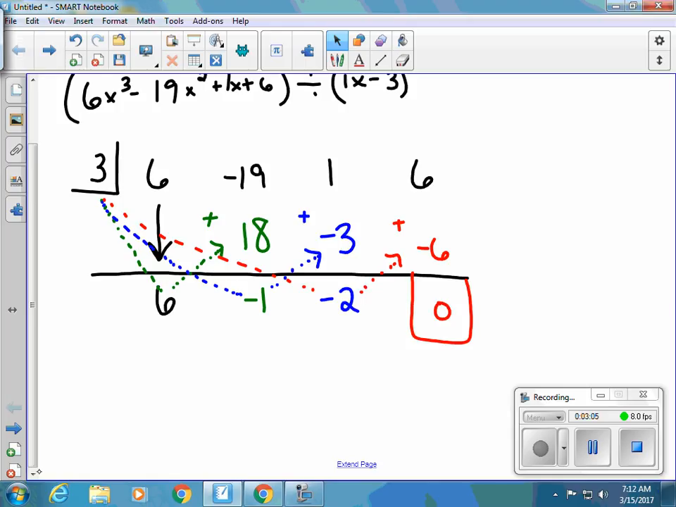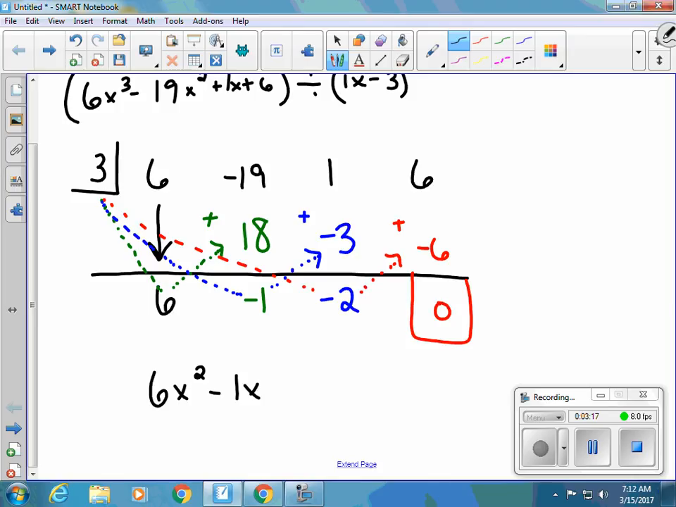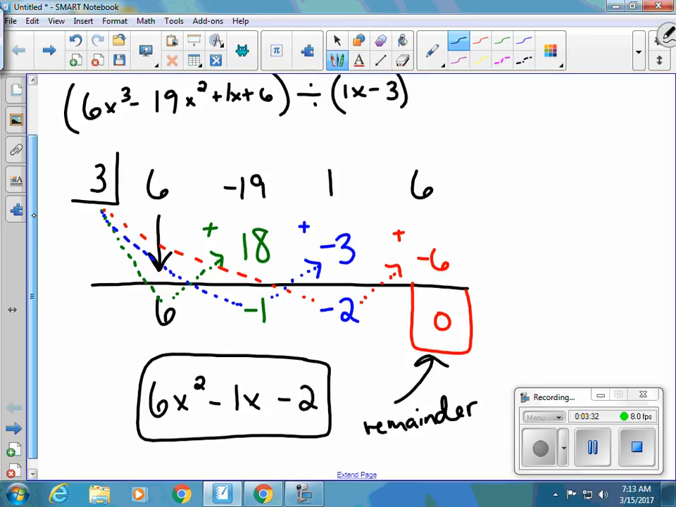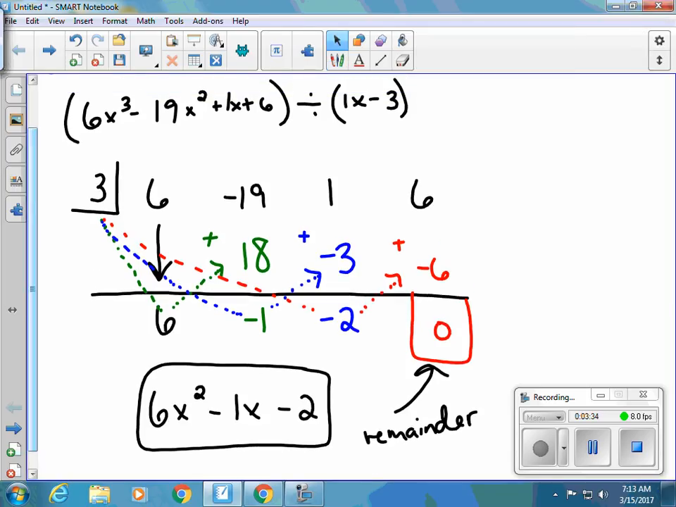Therefore, okay, so I've got the 6, negative 1, negative 2, but what does this mean? So when we're dividing, we drop down a degree. So this leaves us with 6x squared minus 1x minus 2 as my final answer. We do not have a remainder, so that's good. So when we take 6x cubed minus 19x squared plus 1x plus 6, and we divide it by 1x minus 3, our final answer is 6x squared minus 1x minus 2.